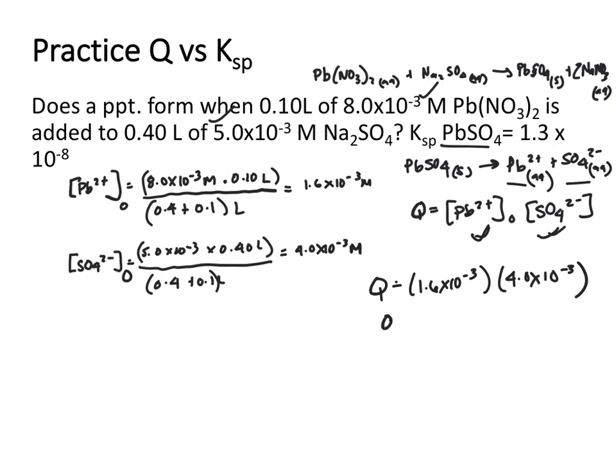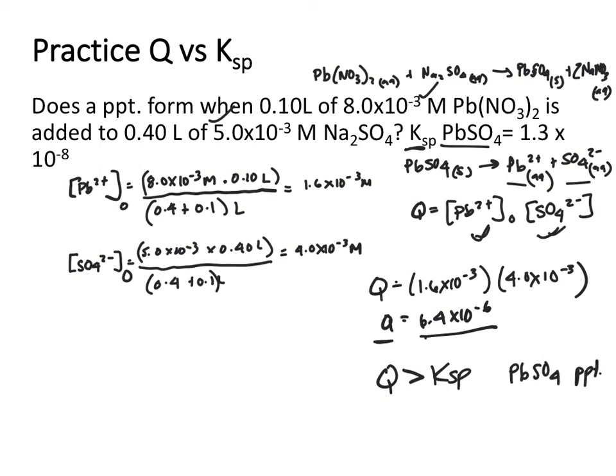So Q is equal to 6.4 times 10 to the negative 6th. Now what we're going to do is compare Q and K. Q is equal to 6.4 times 10 to the negative 6th, and K is equal to 1.3 times 10 to the negative 8th. So Q is greater than Ksp. Because of this, when we mix these two substances together, PbSO4 is going to form a precipitate.